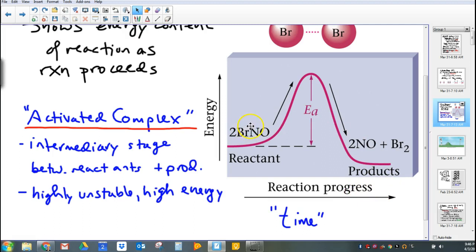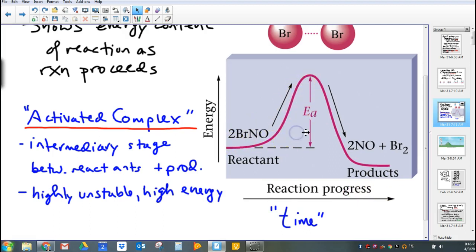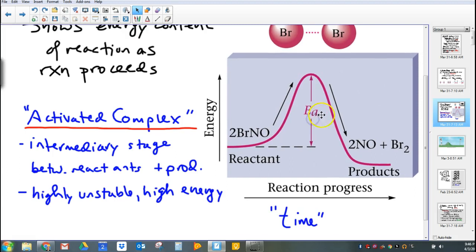So notice that there's an energy barrier here. This is called the activation energy. If the two particles don't collide with enough energy to get over this barrier, the minimum amount of energy you need to have a reaction go forward, then the reaction doesn't occur. And this is called the activation energy.